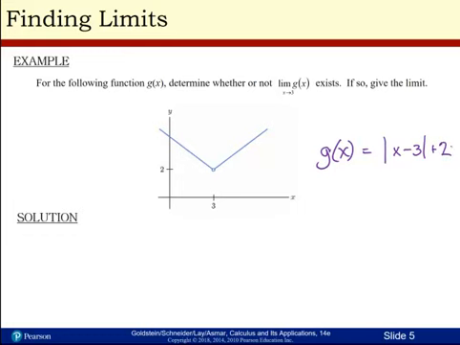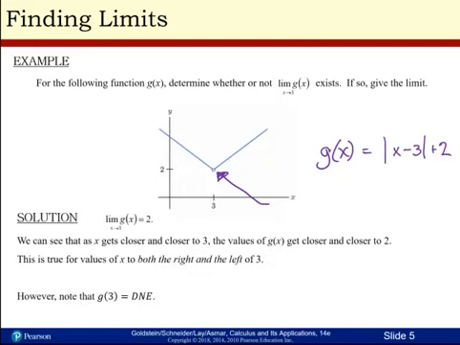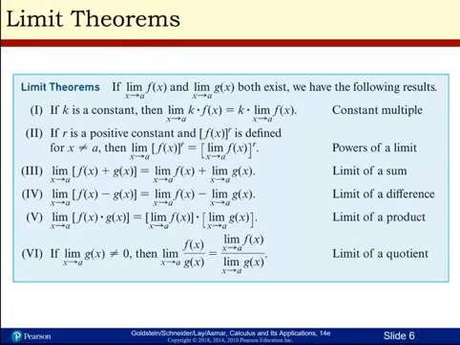That's what we've got here. However, we have a hole at x equals 3. That's the difference in this particular graph. We have a hole there. And we can see that as x gets closer and closer, my values of g are approaching 2. It doesn't matter that g of 3 does not exist. As long as it's true from the left and the right, and as we get closer and closer to 3, then our limit exists.